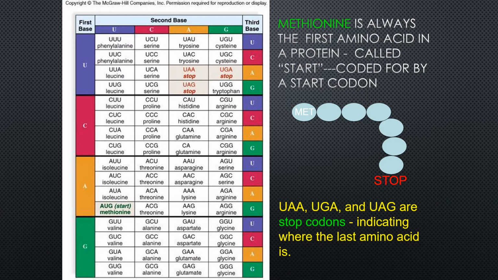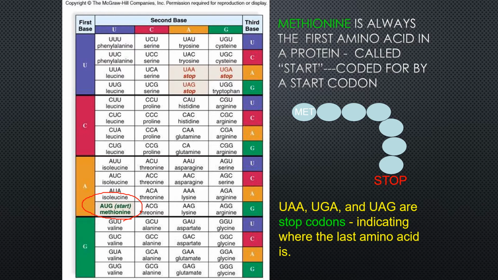stop codons in particular. So if we look on this chart and we are looking for start codons, we find that there is only one. It's right here: AUG. And that's the mRNA, so our nucleic acids A, U, and G: adenine, uracil, and guanine. That is always the start codon, and there's only one of them. And that start codon always codes for the amino acid methionine. So every protein starts with a methionine amino acid.